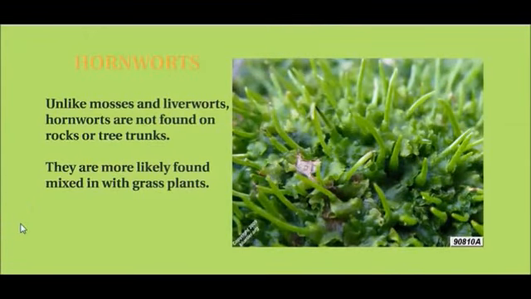There are also these things called hornworts, and these are a little bit different. They do not have vascular tissue, just like the other two examples, but they're different because they don't grow on rocks or tree trunks. They're more likely to be found mixed in with grass, and you can see these are the little hornwort structures here.